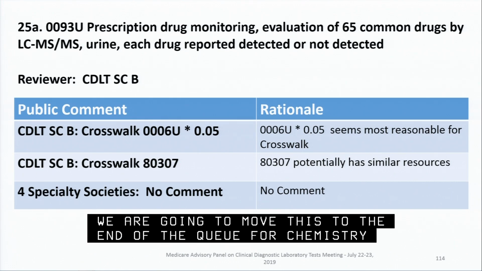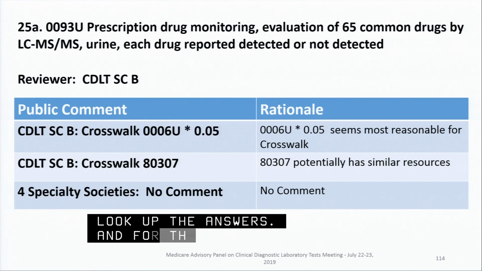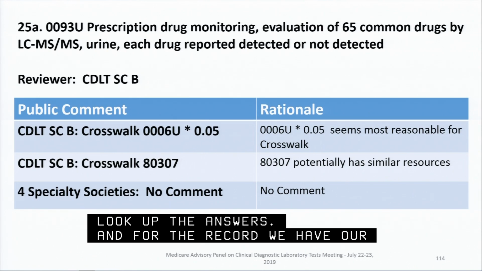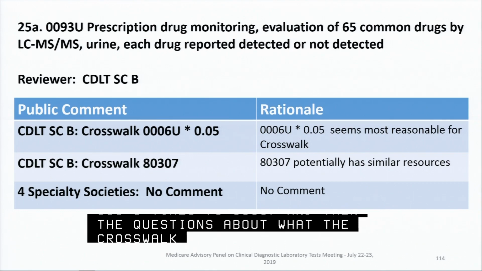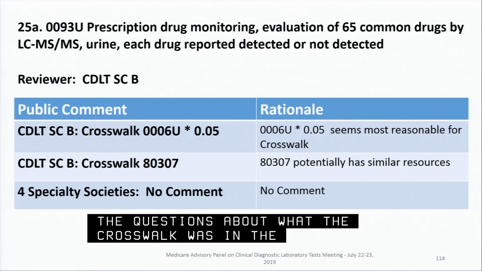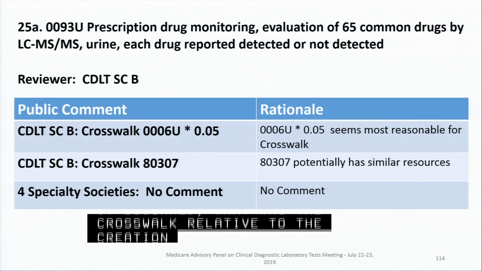And for the record, we have 0006U times 0.5, 80307, and then the two questions about what the crosswalk was in the past, the 0006U, when it occurred, what was the crosswalk relative to the creation of G0481 through 484. And Sarah, go ahead, you have a question?